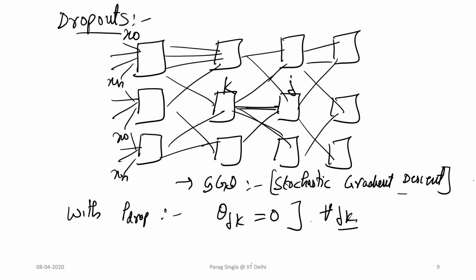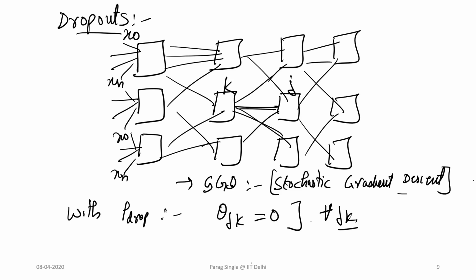Typically, this probability is different for those connections which are in the hidden layers, and there is also a dropout probability for randomly dropping the inputs. What does it do?